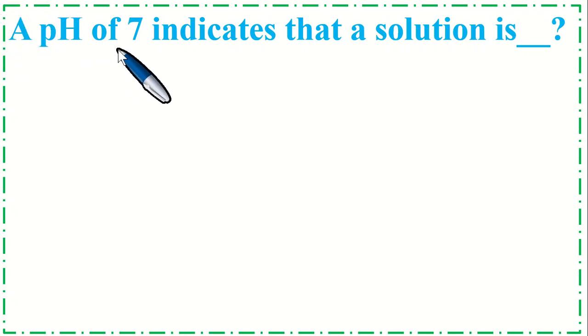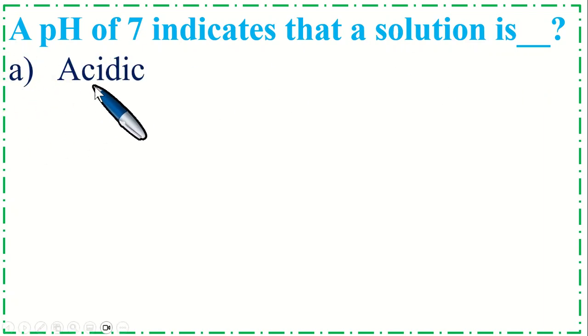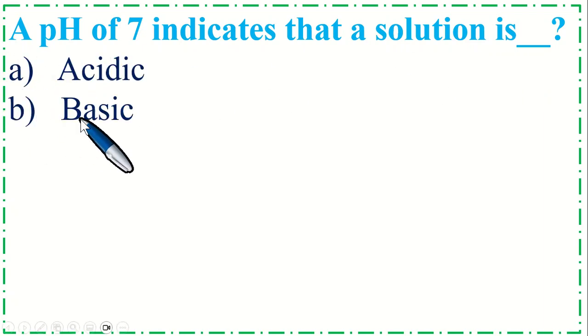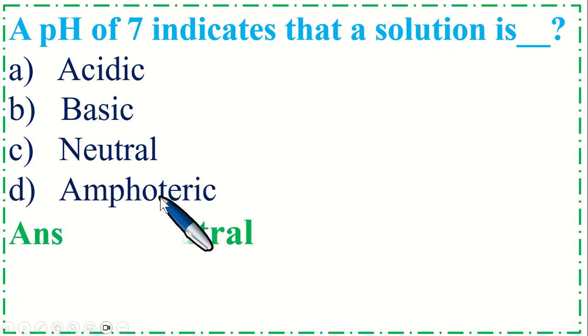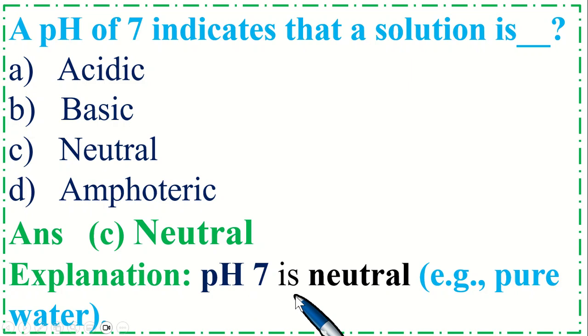A pH of 7 indicates that a solution is dash. Option A, acidic; B, basic; C, neutral; and option D, amphoteric. So the correct option is C, neutral. A pH of 7 is the neutral pH, for example pure water.